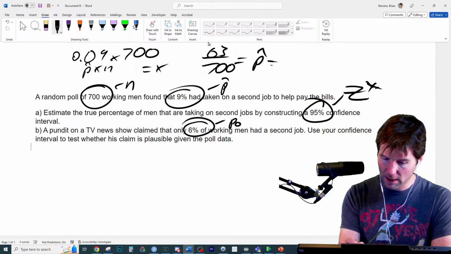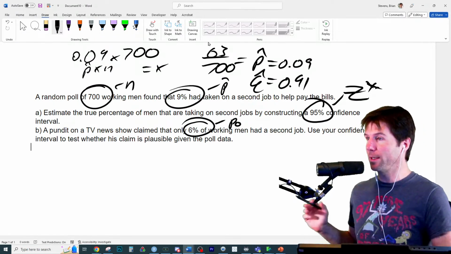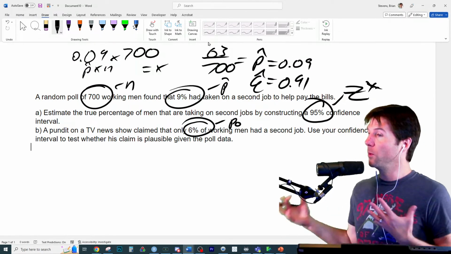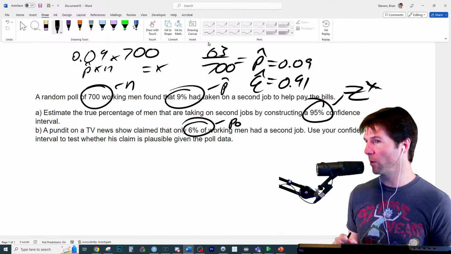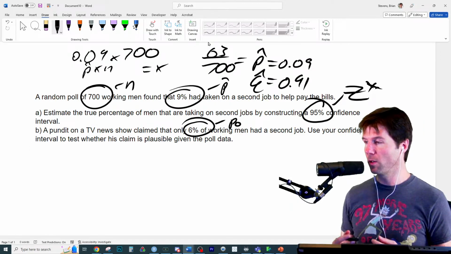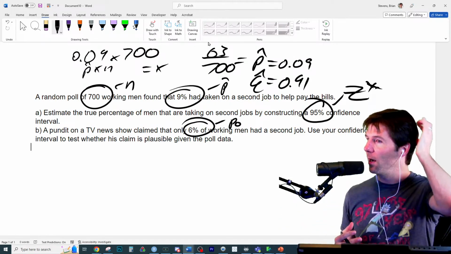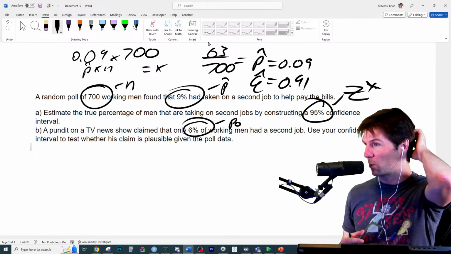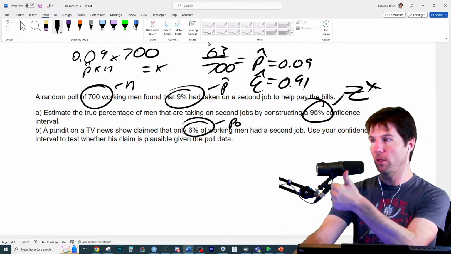And if P hat is 9%, then Q hat is 91%. This is why I like to check right here and just practice. We do little checks with ourselves, like, okay, P hat has to be between 0 and 1. You can back work it, because sometimes they give you different components to work with. X, which is the number of successes, which would be how many working men had second jobs, is 63 right there. Great job, Jackson, and good practice.